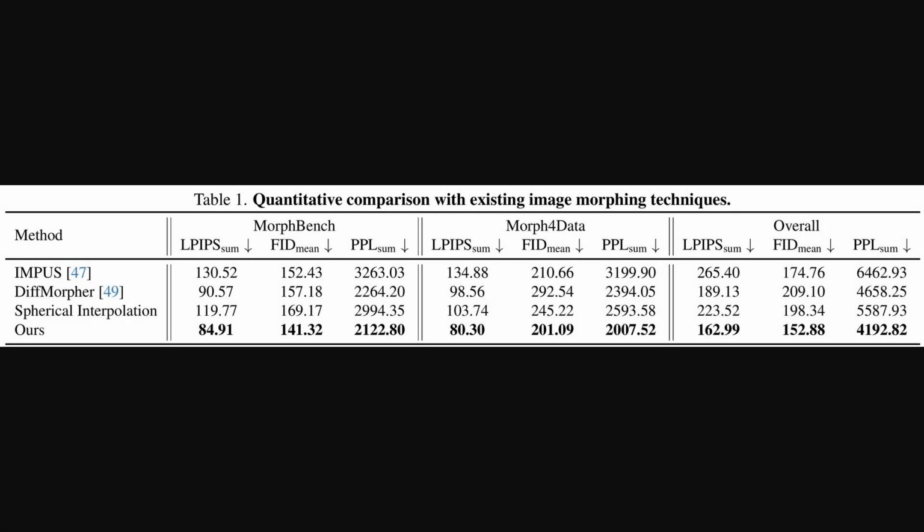Okay, so we've seen the impressive visual results, but this table shows how the method stacks up quantitatively. It compares their model, called ours, against others using a few key metrics, where lower scores are better. There's LPIPS sum, which measures how similar images look to a person, FID mean, which checks image quality, and PPL sum, which gauges the smoothness of the transition. Across two different benchmarks, their method consistently achieves the lowest, and therefore best, scores in every category. This really backs up the visual evidence we just saw.